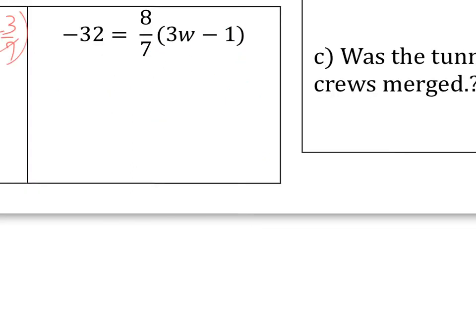For this one, multiply both sides by 7/8. Okay, and cancel. And simplify.